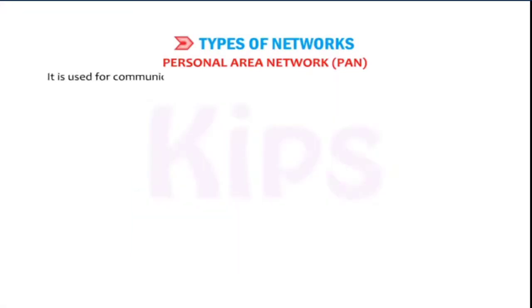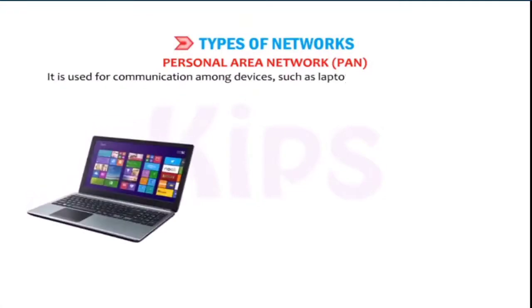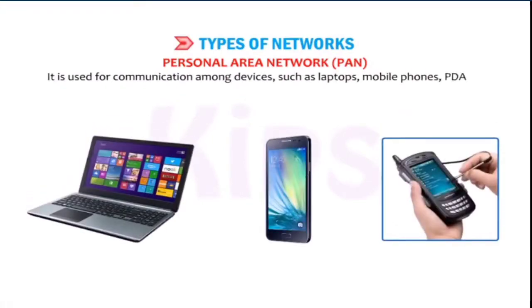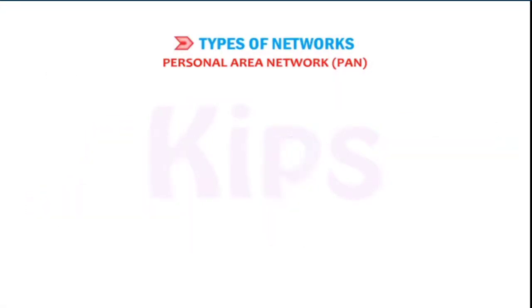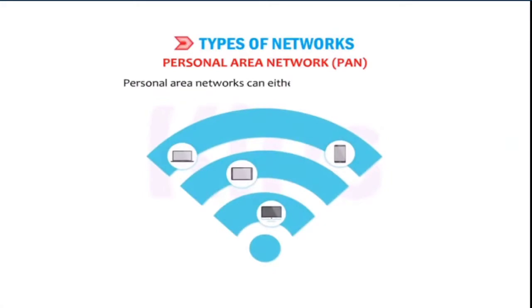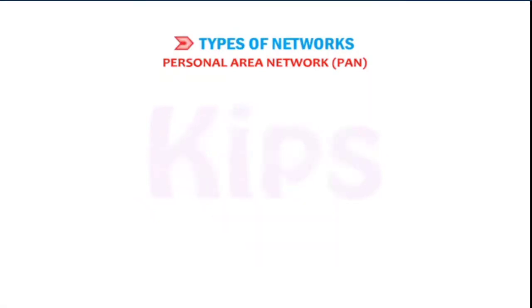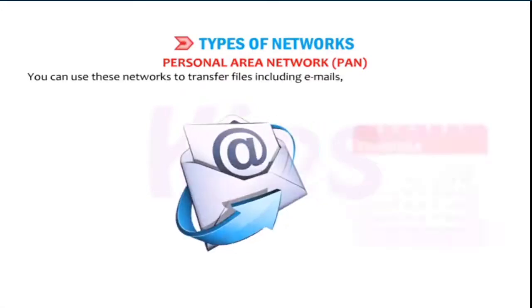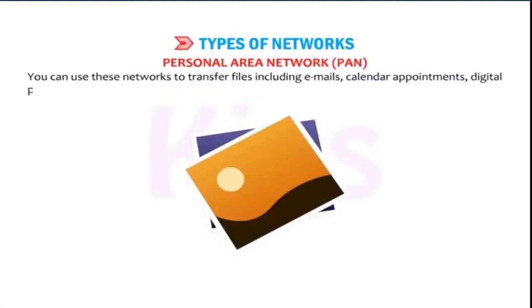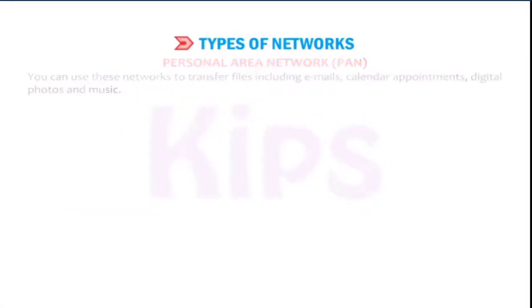It is used for communication among devices such as laptops, mobile phones, PDA or smartphones. Personal area networks can either be wired or wireless. PAN generally covers a range of less than 10 meters, about 30 feet. You can use these networks to transfer files including emails, calendar appointments, digital photos and music.